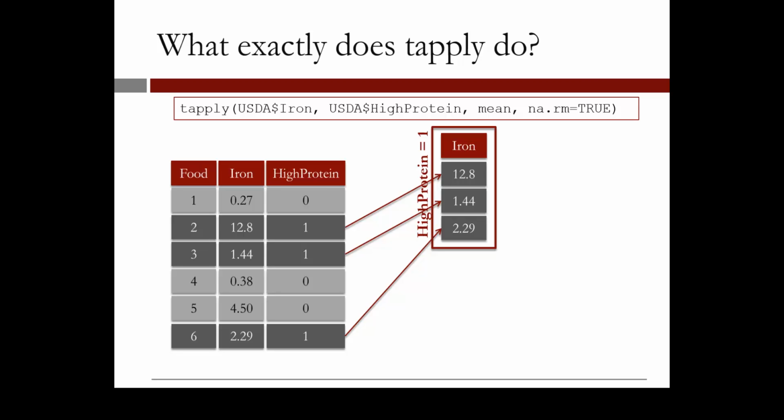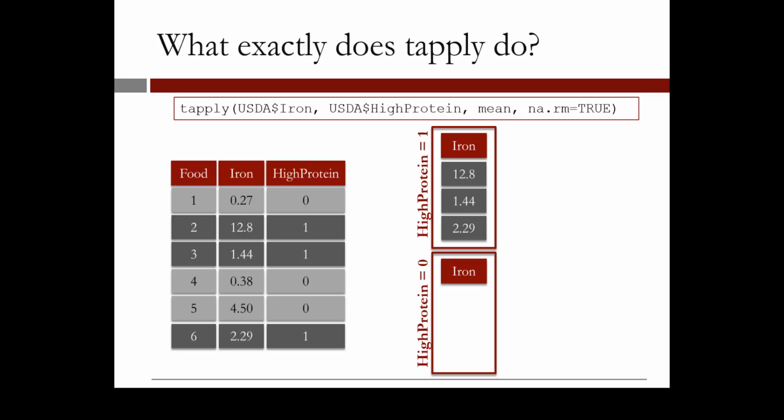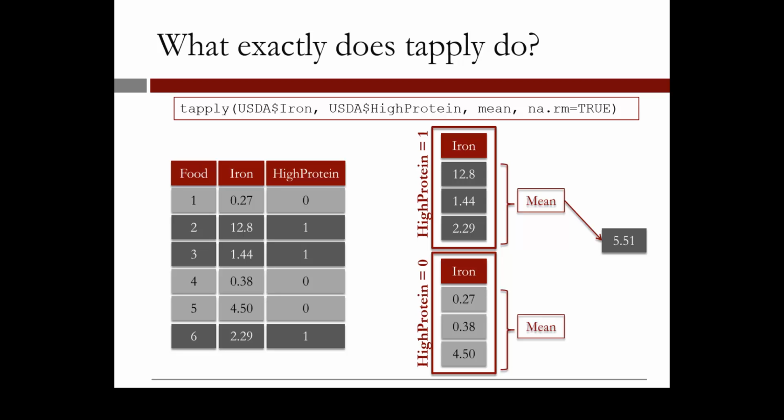Then we group the remaining foods that have protein levels below average, and this corresponds to food 1, food 4, and food 5. Then we compute the mean of iron level for each group. In this case, the mean of the group with high protein levels is 5.51, and the mean of the group with low protein levels is 1.72. And this is the result of the t-apply function.